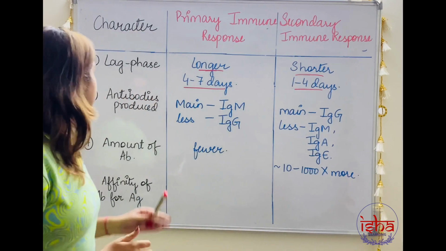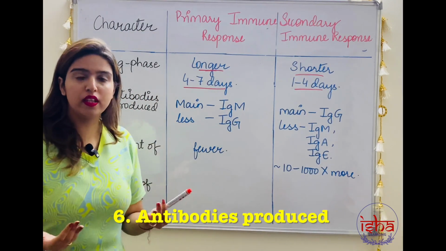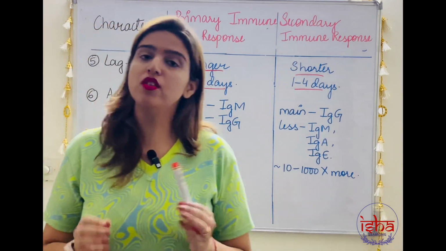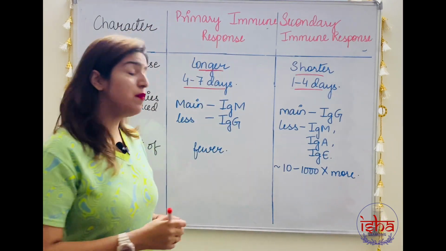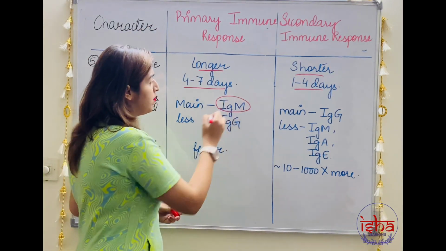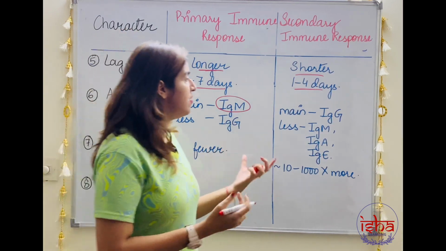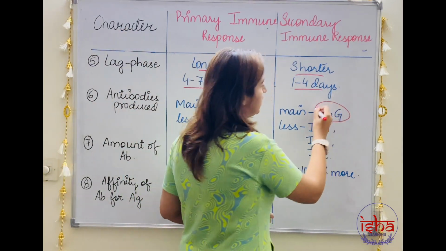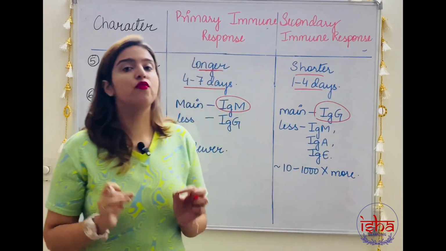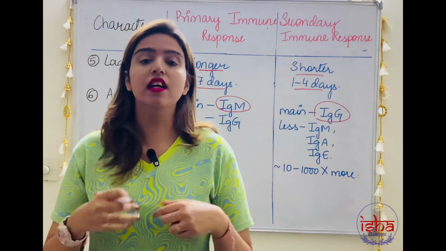Now the next point is जो antibodies produce होती हैं, which type of antibodies dominate? Well, IgM dominates in the primary response. IgG के कम amounts दिखते हैं. Well, in the secondary immune response, main antibodies IgG, small amounts of IgM, A and E are seen.